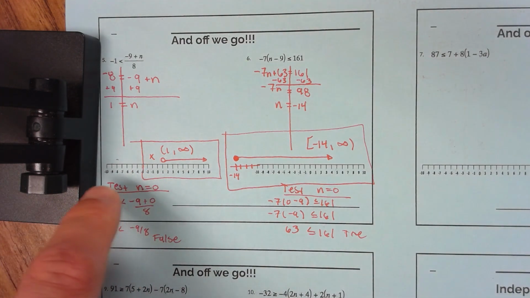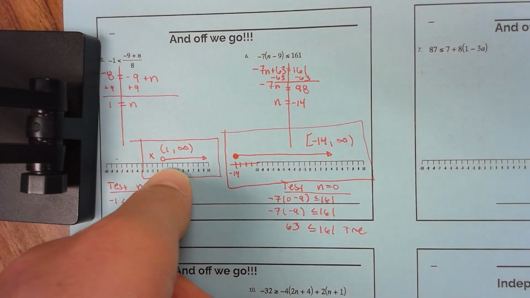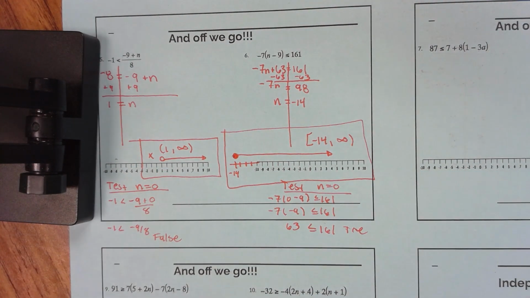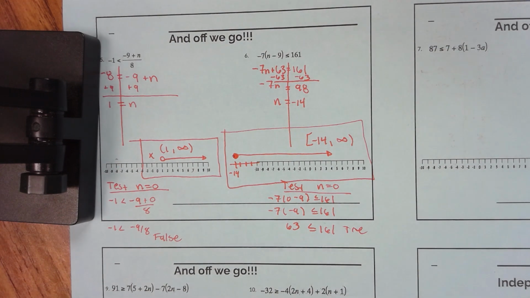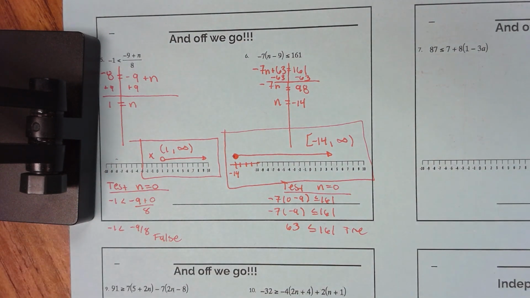So your interval notation, and remember right now with the number line, the interval notation is just the left number, comma, the right number, or the lowest number, comma, the highest number. So 1 to positive infinity.